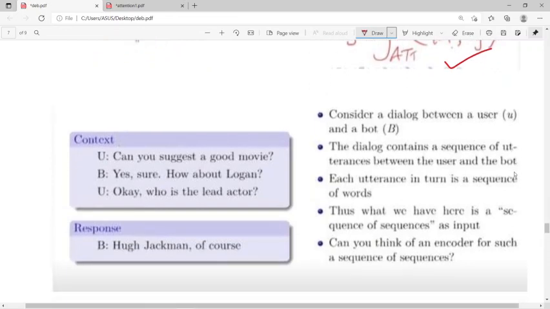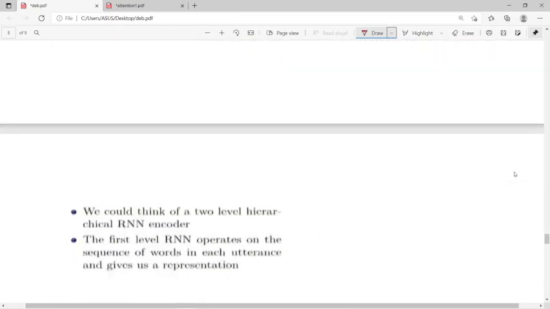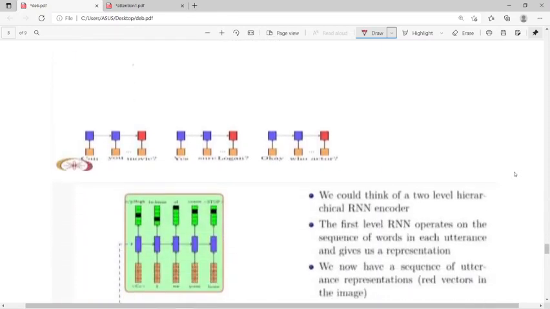If this is a response — can you suggest a good movie? Yes, sure. How about Logan? And okay, who is the lead actor? From that particular context, we want to get the responses. So how can we do that? We can also do that by using the attention network. It is the same thing. That means we can feed it in, and then we will get it like that.